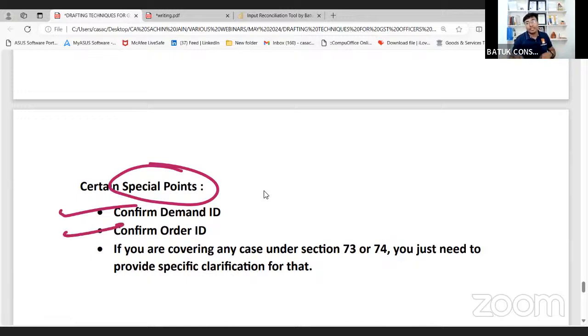कई बार order ID आप जो order में लिखते हो और जो system में put किए, there may be mismatch. In that case, if the taxpayer wants to file the appeal, that file will not be filed on the GST common portal due to mismatch in the order ID and demand ID. Okay, so whenever you put the order ID and demand ID on your order, the same should be reconciled with the system.